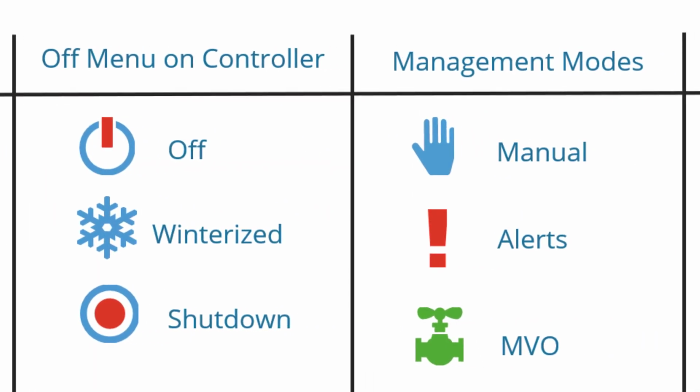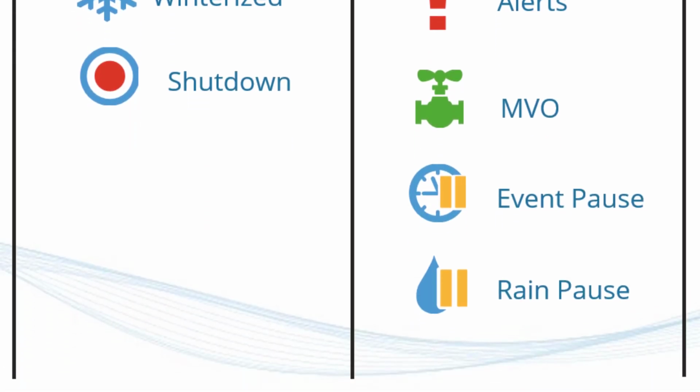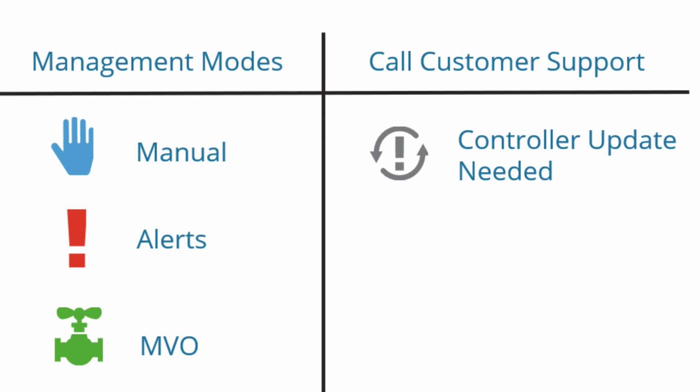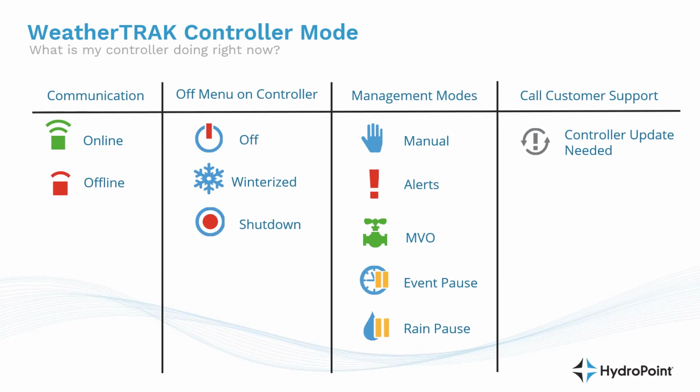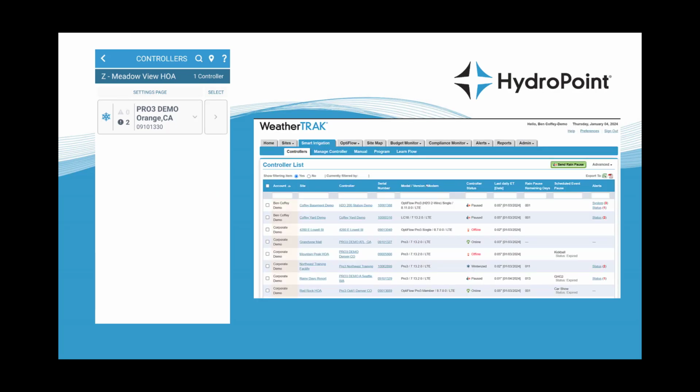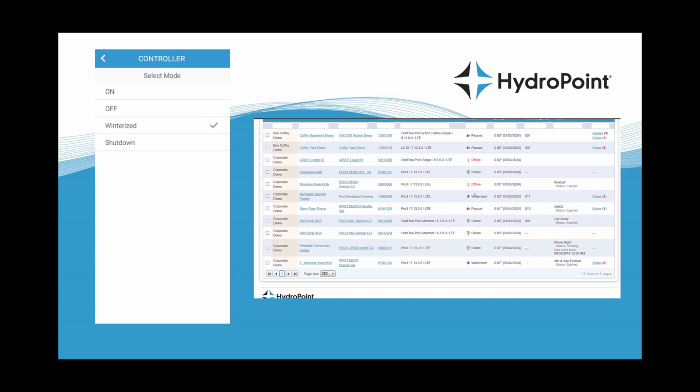Along those lines, there are also different things that you might be doing in the field that would change the controller's status, like manual irrigation or adding a rain pause. Furthermore, there's a controller mode that tells you that the customer support team has identified that your controller needs an update. Now, notice each one of these controller modes has its own icon. This controller mode icon follows the controller around on both WeatherTrack.net and WeatherTrack Mobile to let the user know what your controller is doing right now in the field.